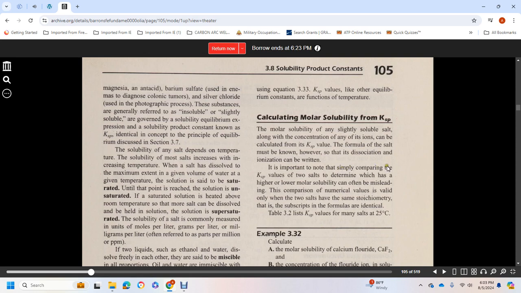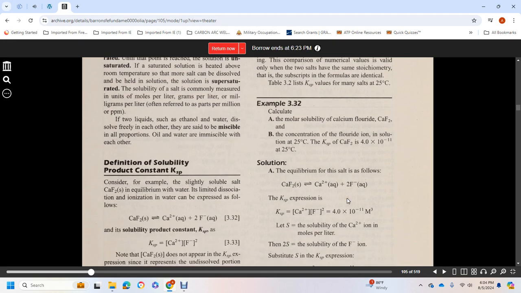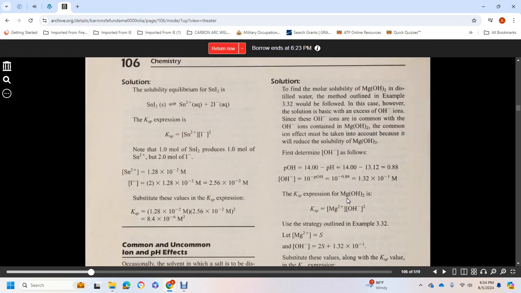It is important to note that simply comparing the Ksp values of two salts to determine which has a higher or lower molar solubility can often be misleading. The comparison of the numerical values is valid only when the two salts have the same stoichiometry, that is, the subscripts in the formulas are identical. Figure 3.2 lists the solubility values for many salts at 25 degrees Celsius.